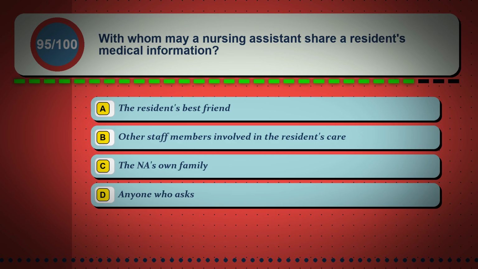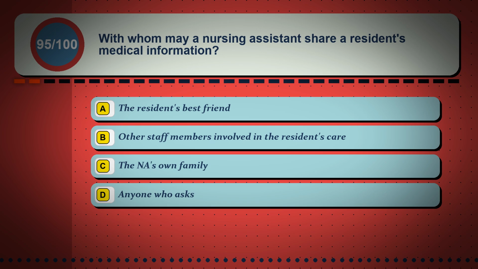Question 95. With whom may a nursing assistant share a resident's medical information? Option A, the resident's best friend. Option B, other staff members involved in the resident's care. Option C, the NA's own family. Option D, anyone who asks.